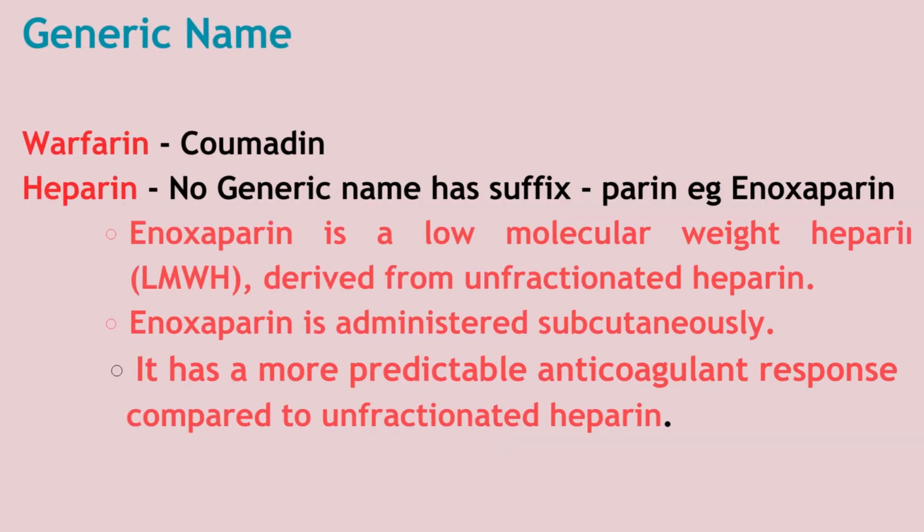Next, their generic names. Warfarin, if you see in the hospitals or in your study material, is mostly called Coumadin. Heparin has no separate generic name, but it has a suffix, that is parin. Like with the other antihypertensives, we have a suffix like lol for beta blockers, the lol family. So the suffix is parin, as in enoxaparin. There is also a question in the NCLEX about enoxaparin. It is similar to heparin, but it is a low molecular weight heparin.